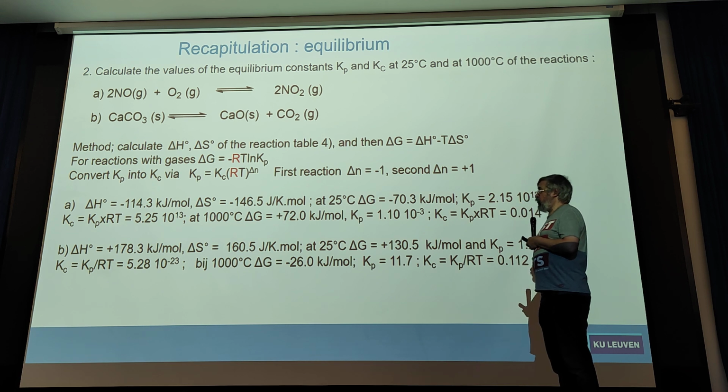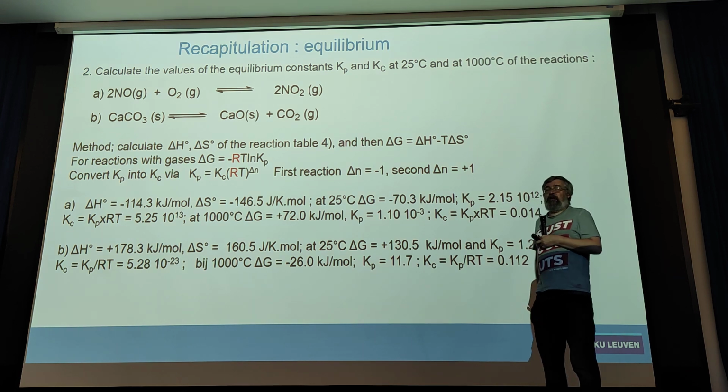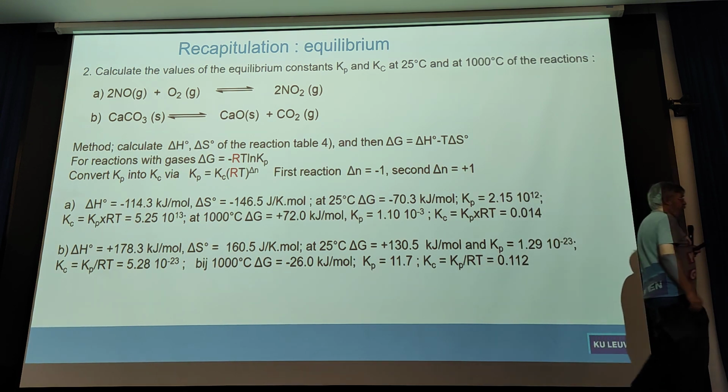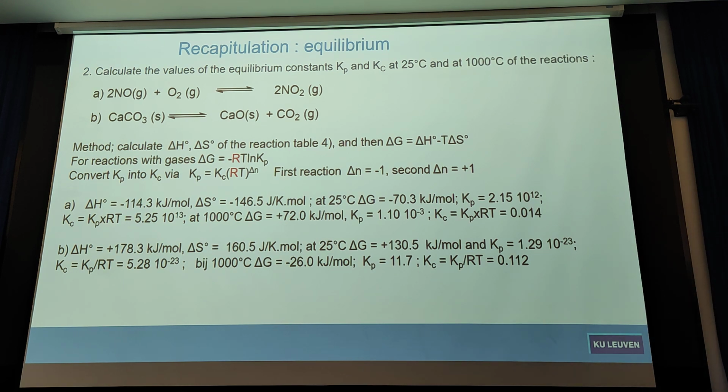At 1000 degrees, we now have a negative free energy, which is good. This, in principle, is a spontaneous process. So our term T delta S now has made this sufficiently negative. So Kp is 11.7. It's more than 1. That's the good news. So that means at least the equilibrium will be shifted to the CO2 product.